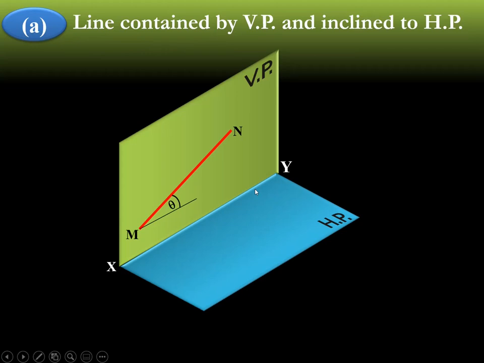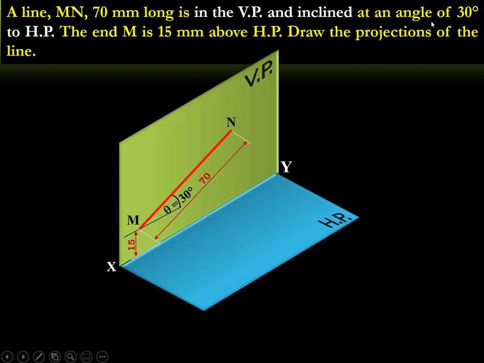The pictorial representation of a straight line capital MN which is contained by vertical plane and inclined to horizontal plane is shown here. From this diagram, we can understand the infront of distance between the line capital MN and the vertical plane is 0. The line capital MN is inclined to horizontal plane by an angle theta. Now let's find the projections of the given problem. The pictorial representation of the given problem is shown here.